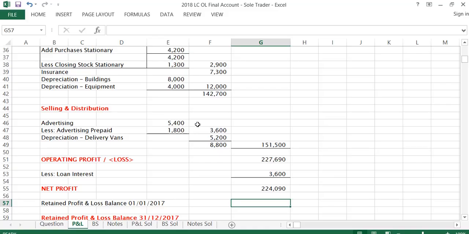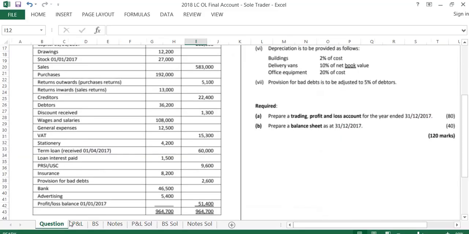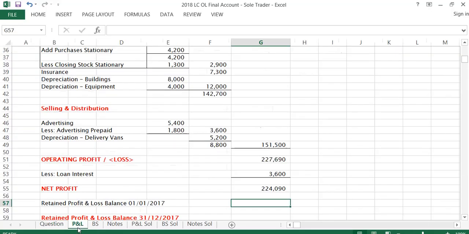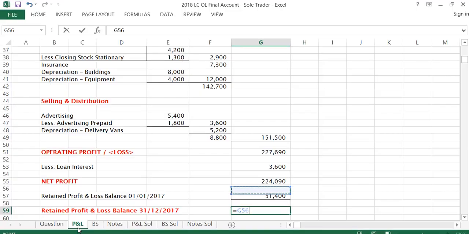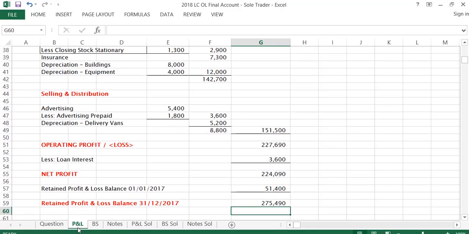And I'm going to add on my retained profit at the start of the year. Now that's coming from the trial balance and it's 51,400. If it was on the debit side, it would be a loss coming forward. But on the credit side, it's a profit coming forward of 51,400. To leave me with a retained profit at the end of the year of 275,490, and that's the figure that will go in the bottom of my balance sheet.